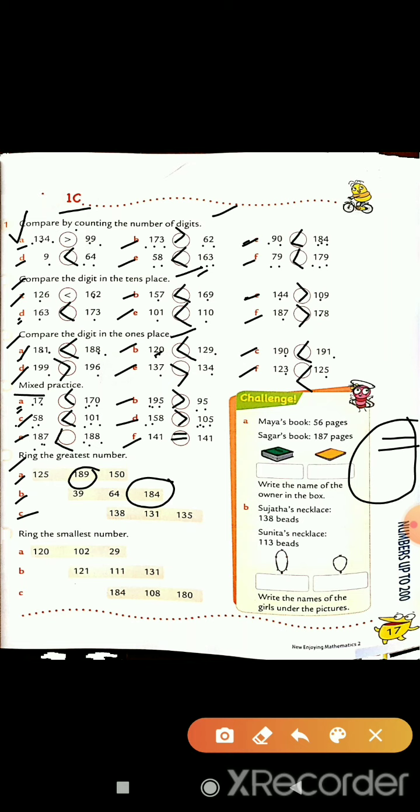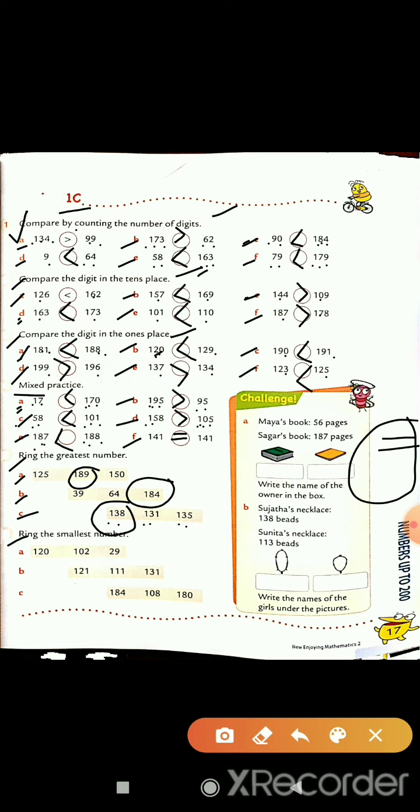C1, 138, 131, 135. Three of them are 3 digit numbers. 1 is there in the hundreds place in all the 3 numbers. At the tens place also these numbers are having same digit, that is 3. So compare it in ones place. So 138 is having 8, 131 is having 1, and 135 is having 5. So 8 is greater than 1 and 5. So it is the greatest number. So circle 138.